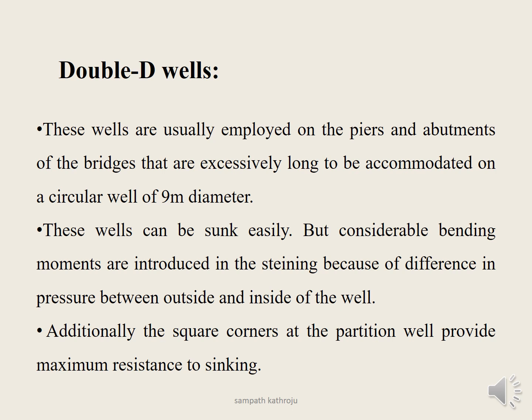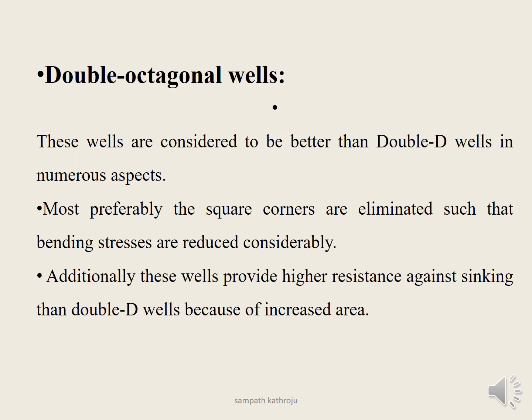Double D well. These wells are employed in piers and abutments of bridges that are excessively long. These wells can be sunk easily, but considerable bending moments are introduced in the steining. The square corners of the partition walls provide the maximum resistance to sinking.